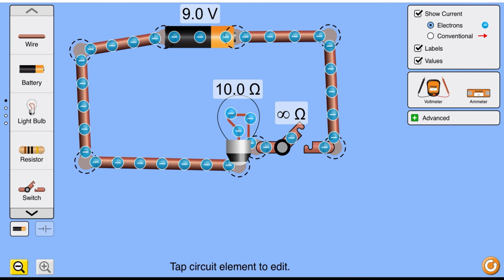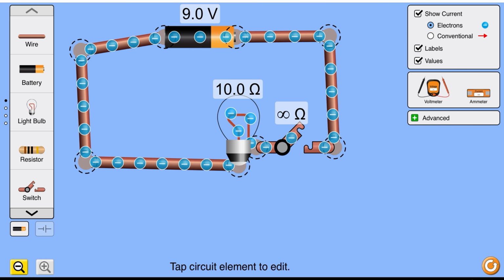So you can see negatively charged electrons are stable. When we connect the battery to the bulb with wires, we give electrons a closed path to move. I have already clicked here on values. So the values you can see: the battery is 9 volt, the bulb has 10 ohm resistance and the switch is showing infinite resistance because it is open. Real circuits follow math, not magic. The voltage of the battery and the resistance of the bulb determine how much current will flow.